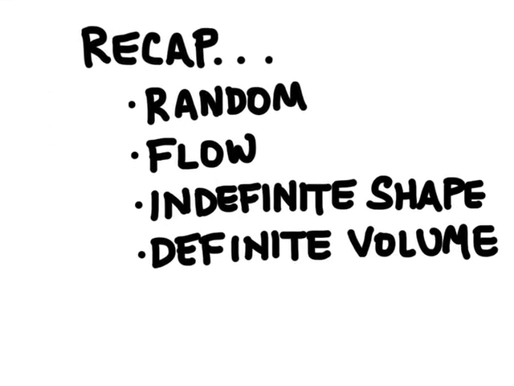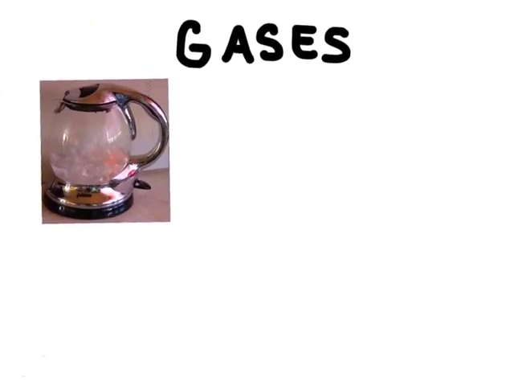Here's what we've learned. The motion of the particles of a liquid is going to be random. They're moving faster, they have more kinetic energy, and so they're able to flow past one another, but they don't have enough kinetic energy to break those attractive forces. They have an indefinite shape, which means they'll take on the shape of their container, but they do have a definite volume.